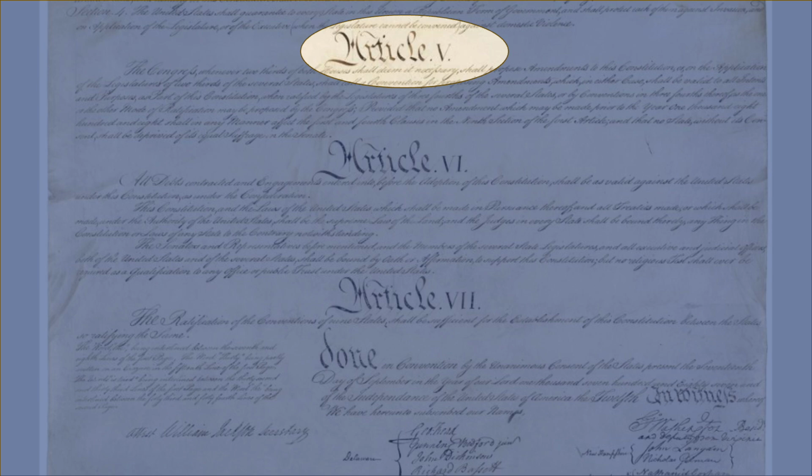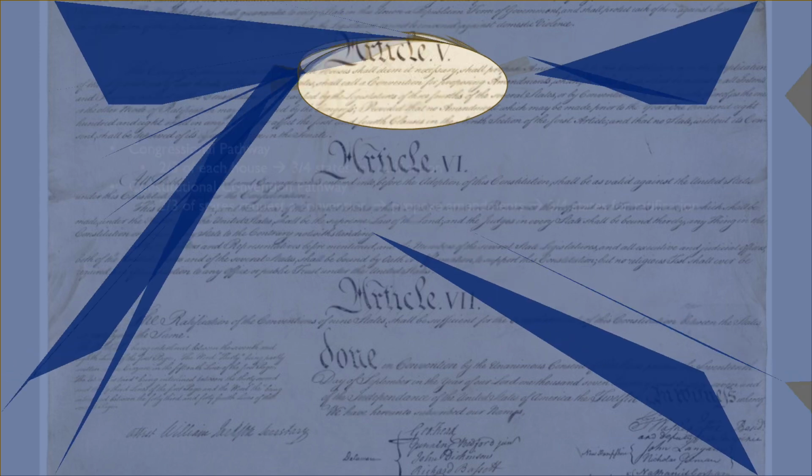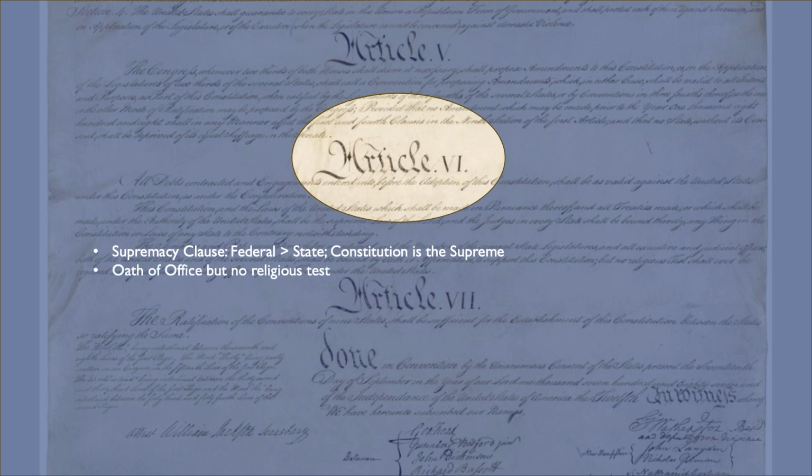Article 5 is how we can change the Constitution. You can either go through Congress, or you can go through the conventions, but they have to be ratified by three-fourths of the states either way. Article 6 is the Supremacy Clause. It says that federal laws trump state law, and the Constitution is supreme. And this idea that there is an oath of office, but no religious test.